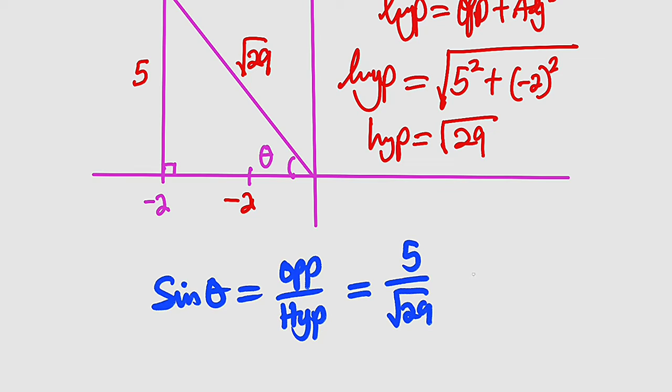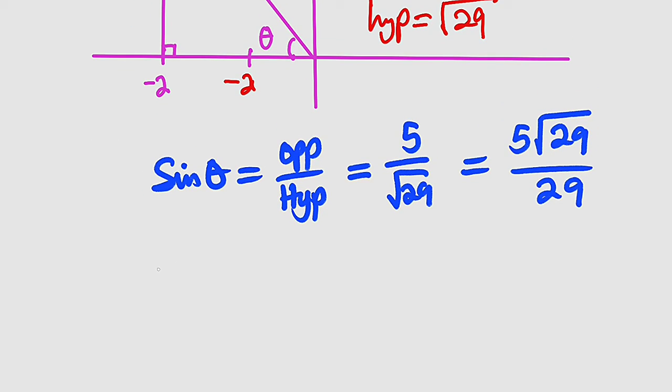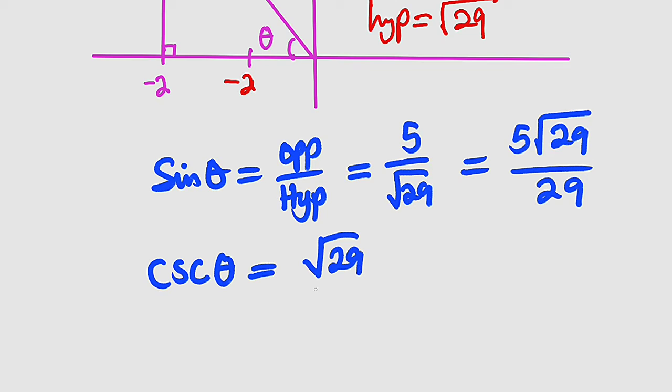If I decide to rationalize it, it is going to become 5 multiplied by root of 29 divided by 29. Right? If you multiply the top and the bottom by square root of 29, you're going to have this. Then its reciprocal, which is cosecant of theta, all you have to do is to flip it. Just take it and flip it. It is going to become square root of 29 divided by 5. We are done with sine and its reciprocal.